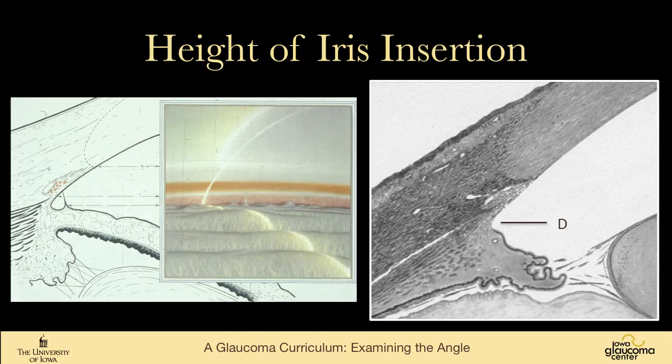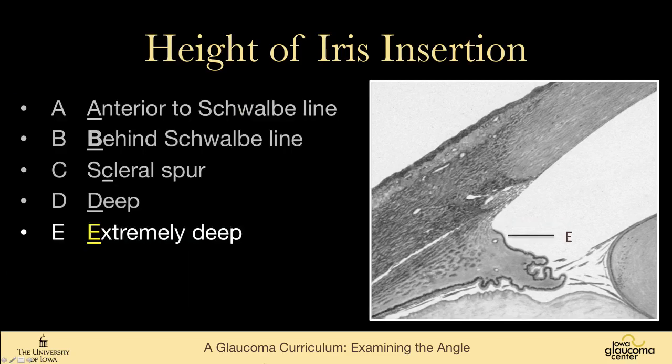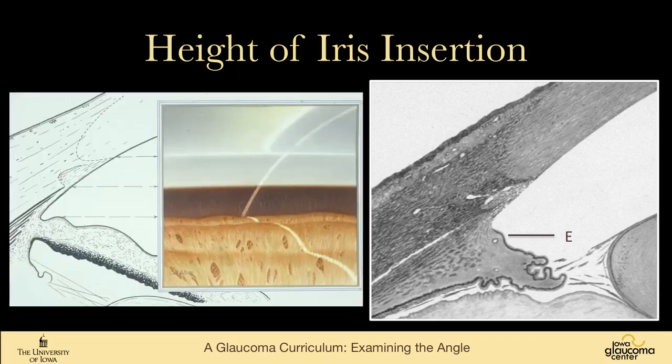And you can see here scleral spur, ciliary body face. This is an appearance of many myopic eyes. And then E is extremely deep, where the iris inserts so far back that there's a very broad ciliary body face visible. This is something you would see in a highly myopic eye or an eye with angle recession. And here's an example. Again, scleral spur is here. This is all ciliary body face.